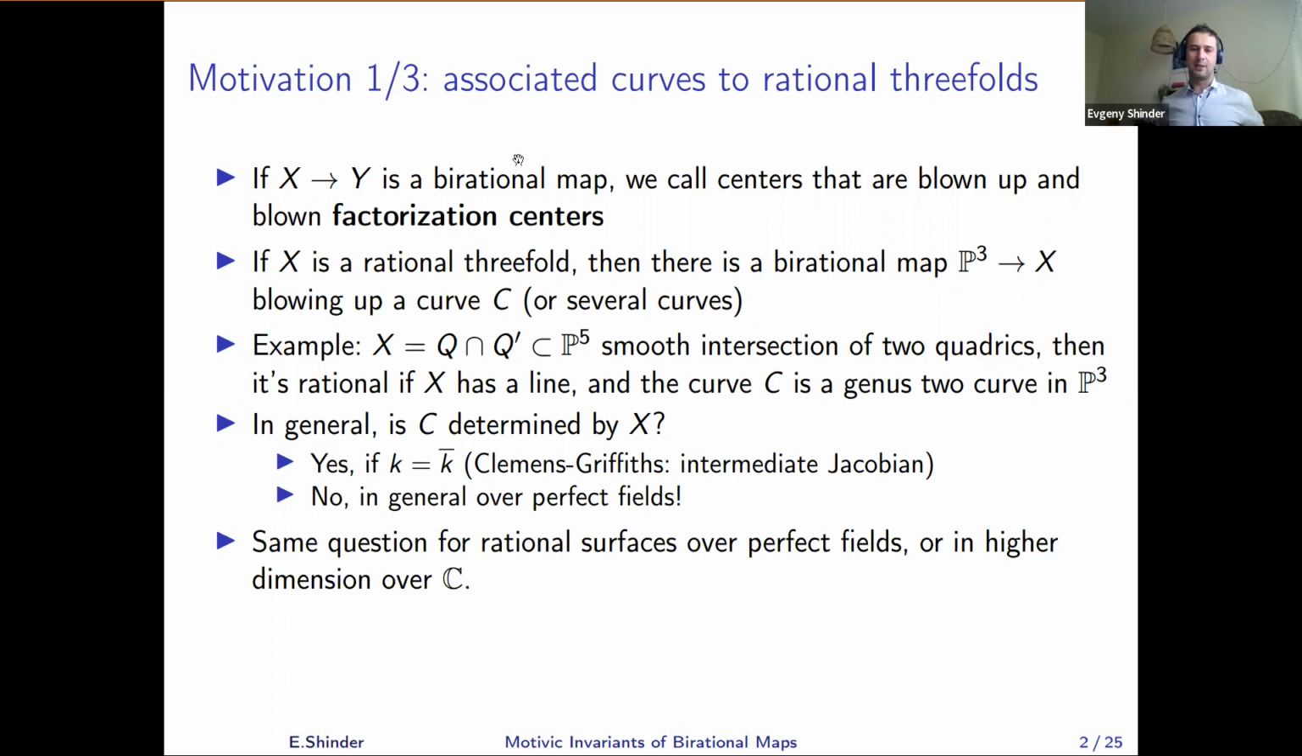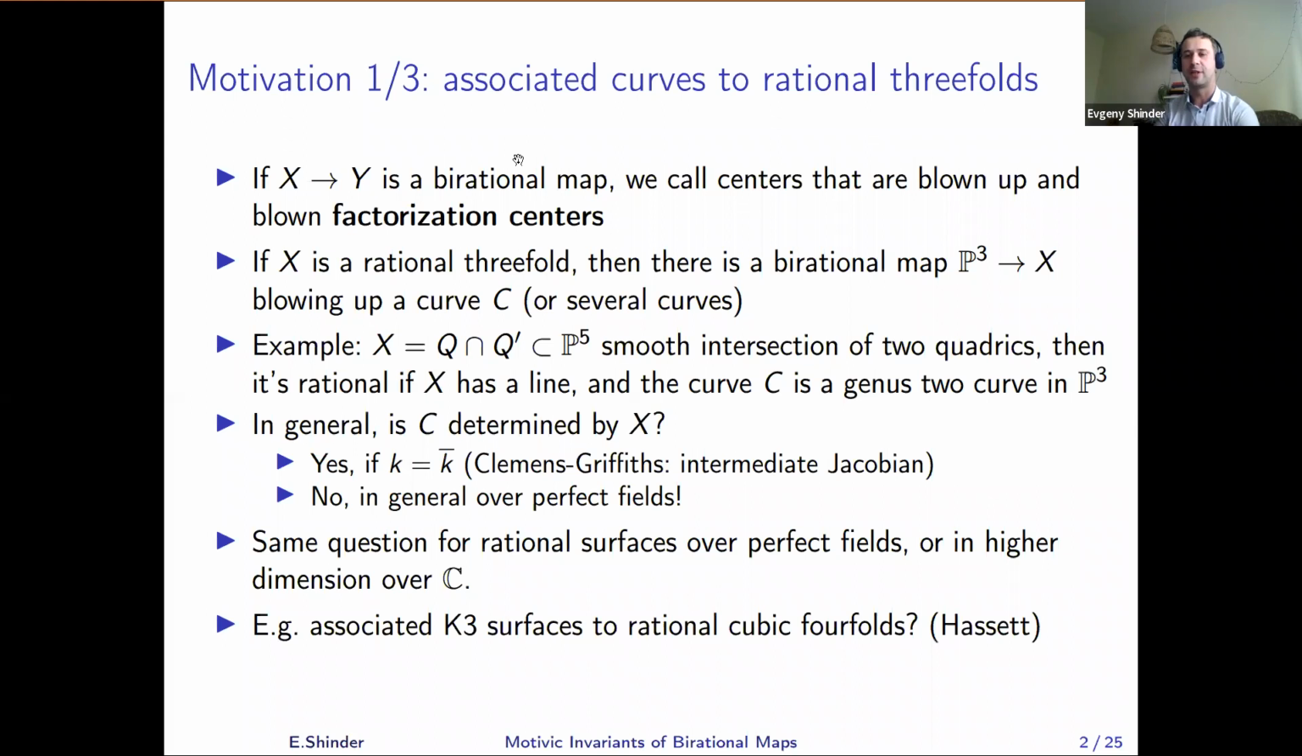And more generally, we can ask the same question for other dimensions, surfaces over non-closed fields, or let's say complex fourfolds, and we'll get various interesting things happening. So I guess the most acute question is that of K3s associated to rational cubic fourfolds. It's now an accepted wisdom that rational cubic fourfolds have an associated K3. And the question is to which extent it's well defined. And it's quite interesting and quite subtle. Any questions or comments about this?